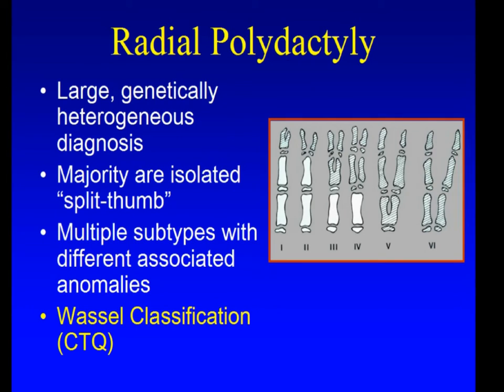The thumb duplications or radial polydactylies are a very large heterogeneous group of abnormalities. The majority of these present as just that isolated thumb duplication without other organ system abnormalities. However, there are some that can be associated with other abnormalities, so just keep that in mind. And the classification system that we use for radial polydactyly is the Wassel Classification system.